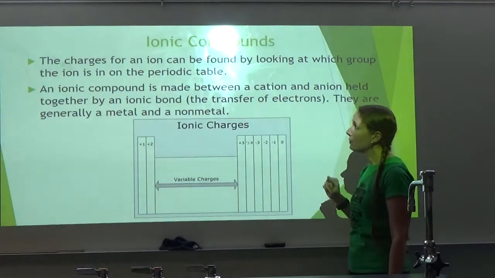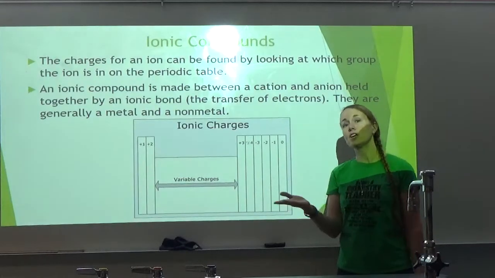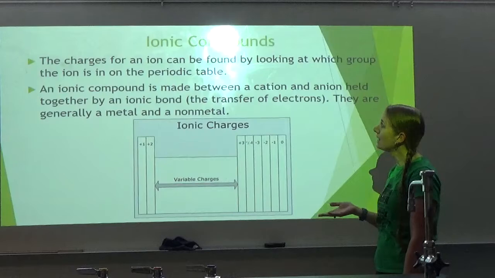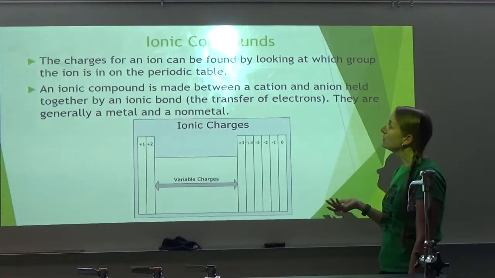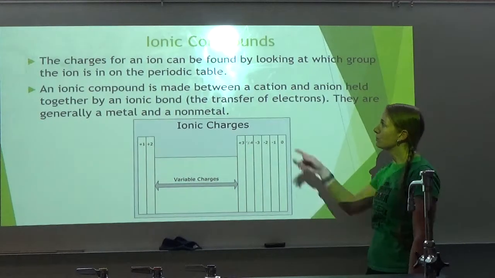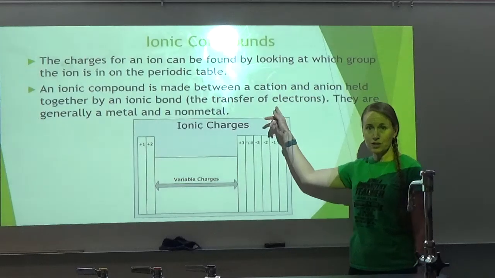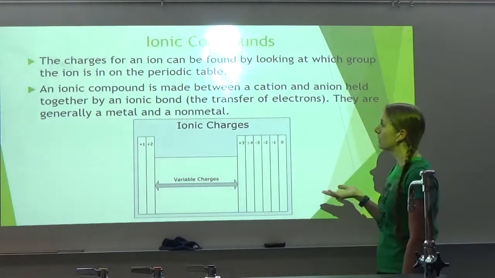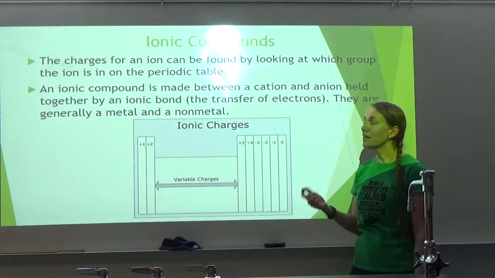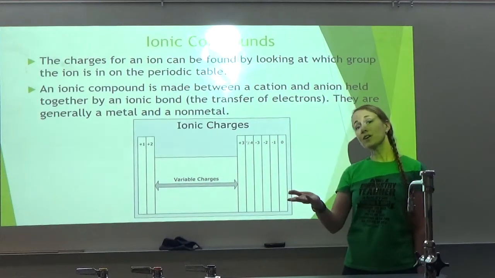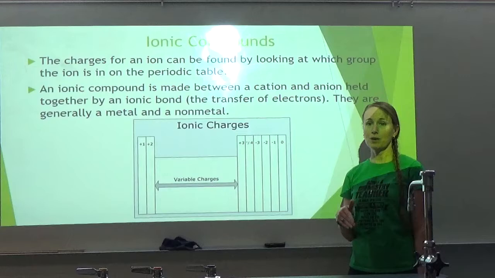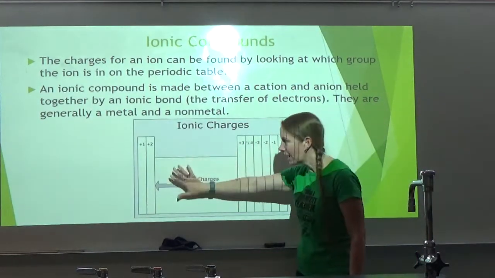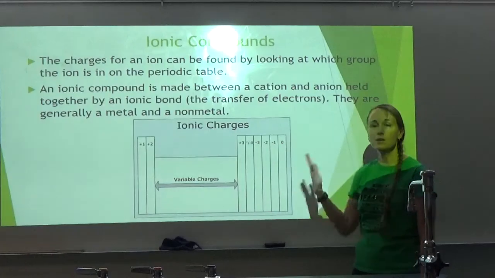An ionic compound, so we said molecular a minute ago, it's only nonmetals. An ionic compound is made between a cation and an anion, held together by an ionic bond, which is the transfer of electrons. So see, covalent bonds are sharing. We'll talk more about that when we get to bonding. They are generally a metal and a nonmetal. So molecular compounds are more than one nonmetal. Ionic compounds are a metal and a nonmetal because we need a positive and a negative to bond together.